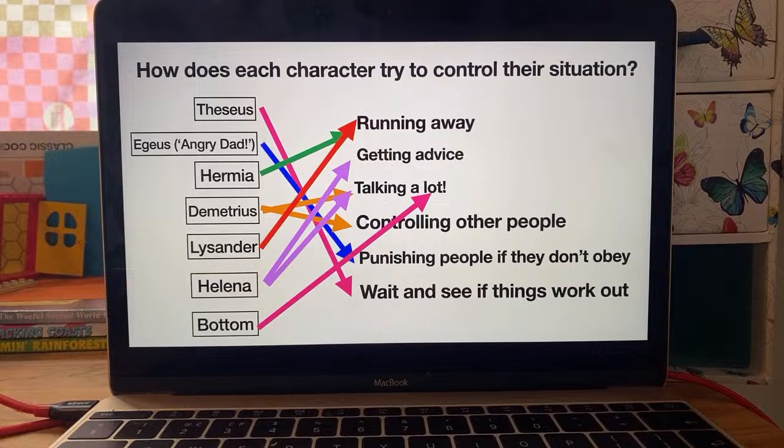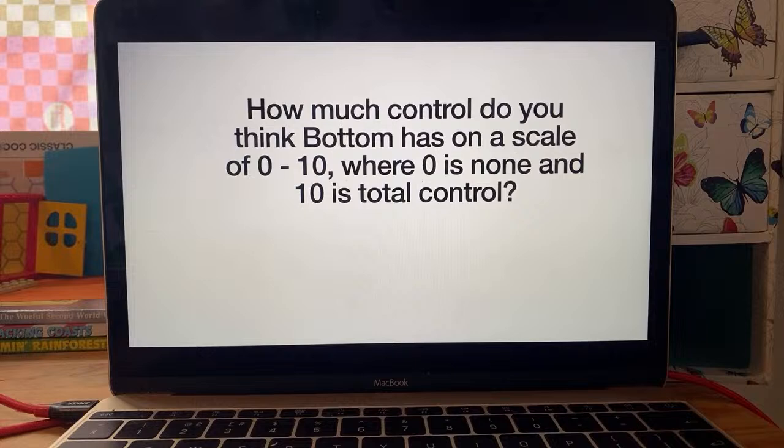How much control do you think Bottom has on a scale of 1 to 10, where 0 is no control at all and 10 is complete control, more control than time itself? How much control do you think Bottom has in this play? Just quickly, based on what you've seen, what's your instinct? How much control does Bottom have?